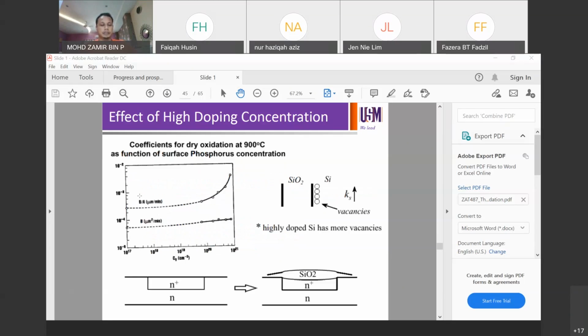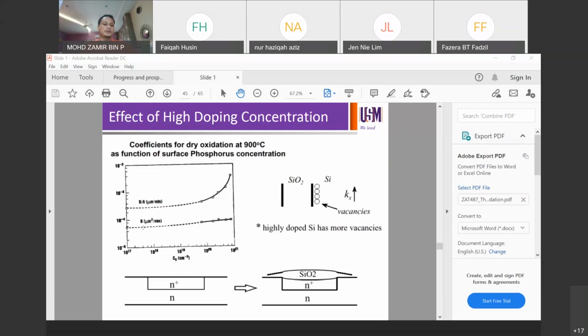For example, this is the illustration of what I explained just now. So if you run your process, say you run dry oxidation at 900 degrees C, if you talk about oxidation rate as a function of phosphorus concentration, your B over A and B is the constant that we have discussed during your Deal-Grove model. Do you still recall which belongs to the linear stage and which belongs to the parabolic stage, B or B over A?